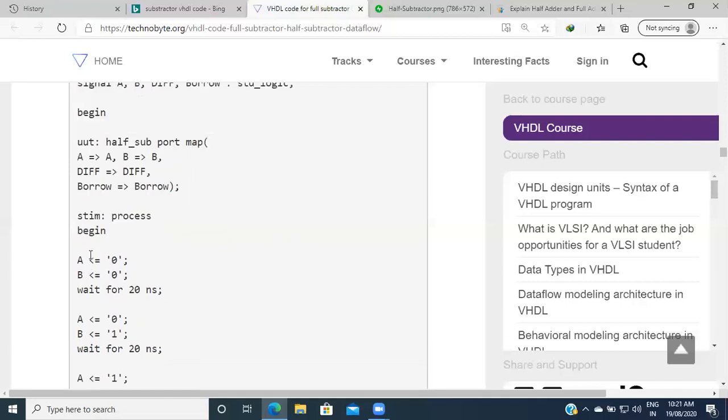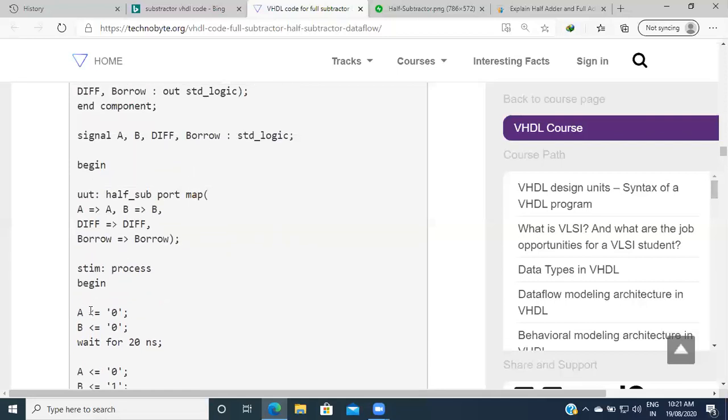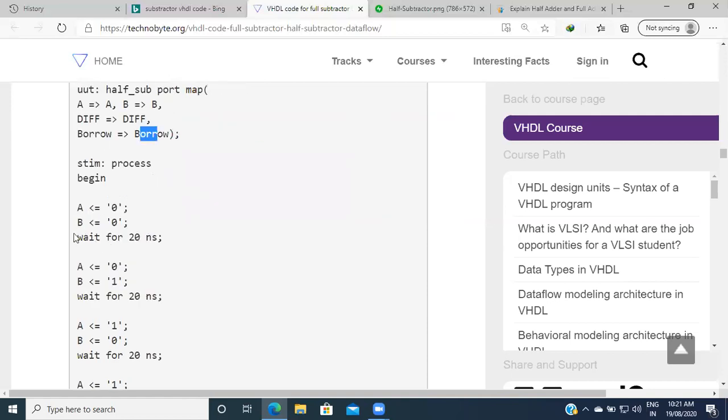So here firstly, A is assigned a value of 0, B is assigned a value of 0. Then the difference is 0 minus 0, which is equal to 0. And here the borrow, A is not less than B, so the borrow is also 0. So here one by one we are executing the process.